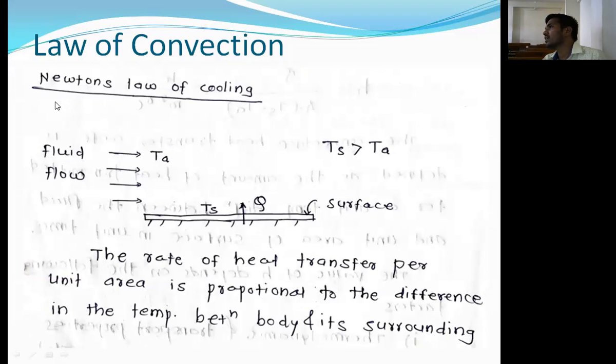the law of convection. What is the law of convection? That is nothing but Newton's law of cooling. Okay, conduction has only one law, that is Fourier's law of conduction, and the law of convection is nothing but Newton's law of cooling.